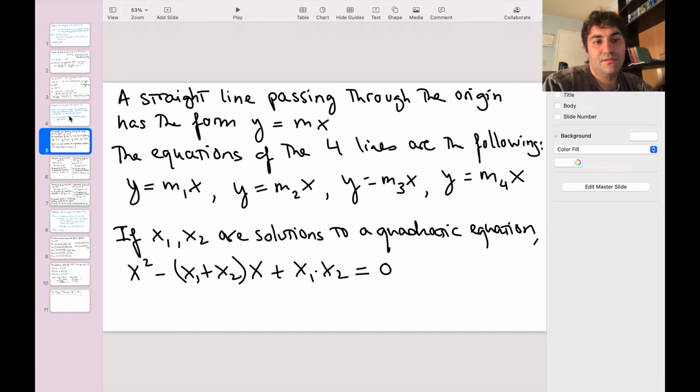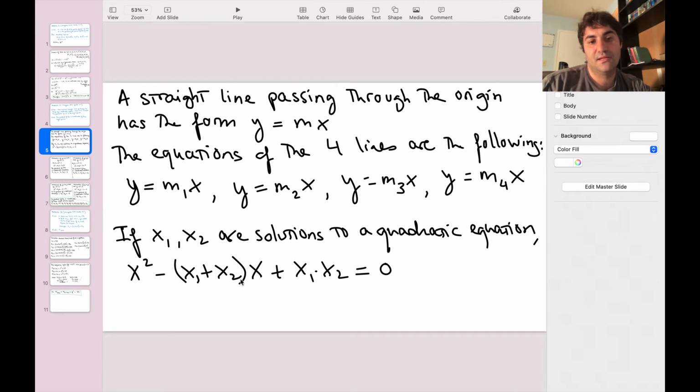So the first thing we want to write down is that a straight line that passes through the origin of a coordinate system has the equation y equals m times x, where m is a parameter. So the equations of the 4 lines are going to be what? y equals m1 times x, y equals m2 times x, y equals m3 times x, and y equals m4 times x.